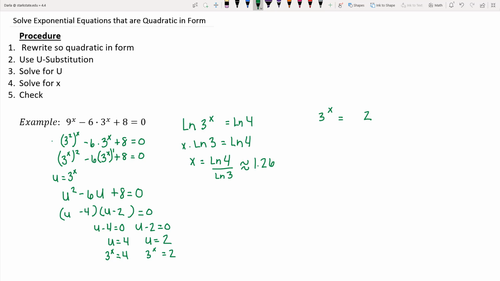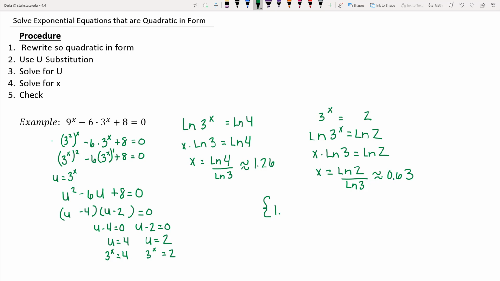Apply natural log to both sides. On this equation, you have natural log of 3 to the x equals the natural log of 2. Use your power rule by pulling that x down in front as a multiplier. You get x natural log of 3 equals natural log of 2. Divide by natural log of 3 on both sides. You get natural log of 2 divided by natural log of 3, which is 0.63. And so your solution set at the end of the day, if you checked it and just made sure, you'd get 1.26 and 0.63.